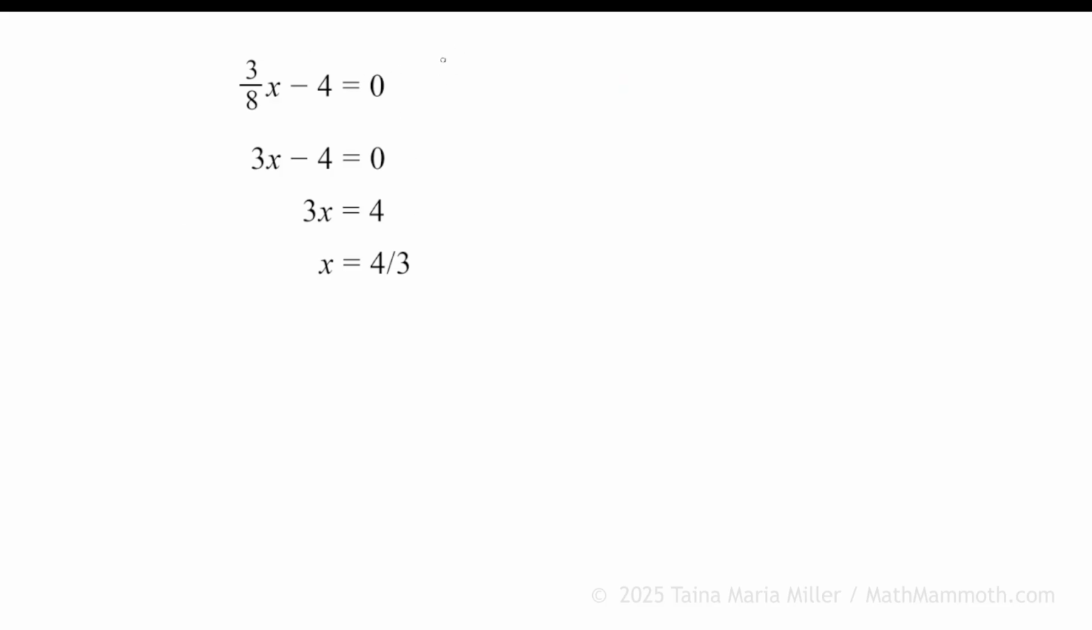What did the person do? From this step, from the beginning to this step, the 3/8 became 3. Okay? So apparently they multiplied by 8. And 0 times 8 is 0. But that's where the error is here, that this 4, the term 4, should have also been multiplied by 8. So let's try it again here. And let's solve it correctly.